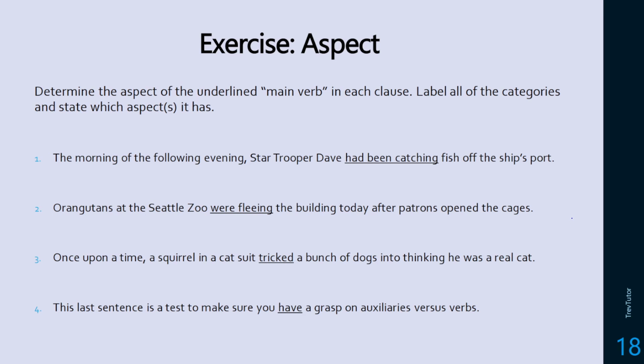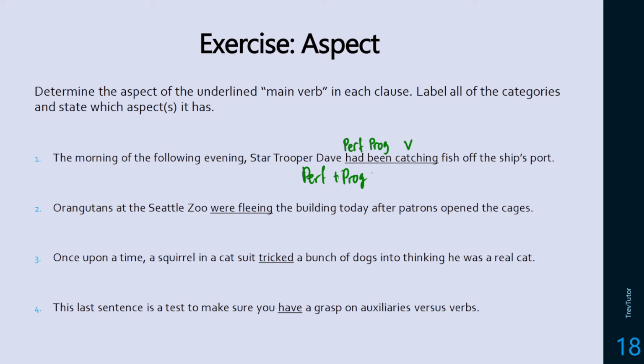So I just want you to check to see which aspect the underlying phrases have. So perfect, progressive, both or none, and then the categories of the words. So pause the video, try it yourself, and now let's go. The morning of the following evening, Star Trooper Dave had been catching fish off the ship's port. So "catching" is a verb, "been" is going to be our progressive, "had" is going to be our perfect. So in terms of aspect, this is going to be perfect and a progressive aspect.